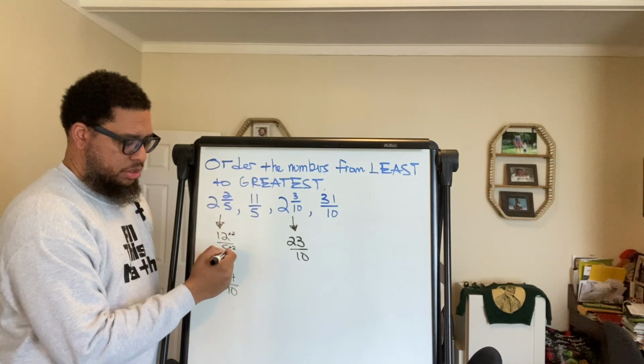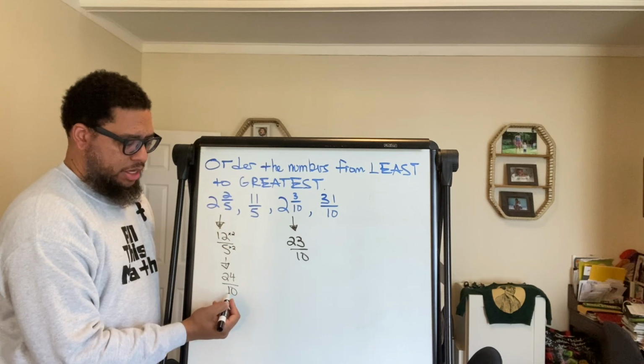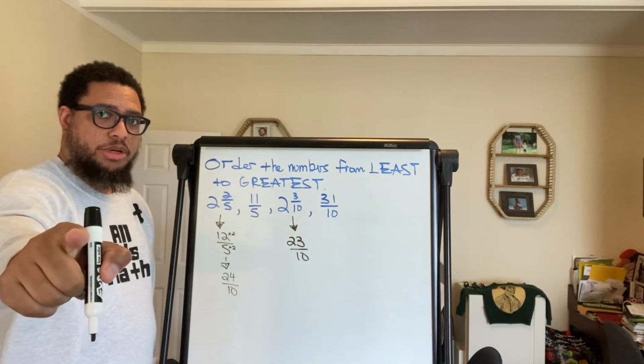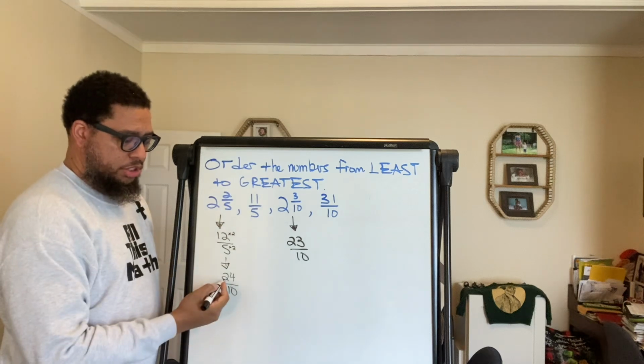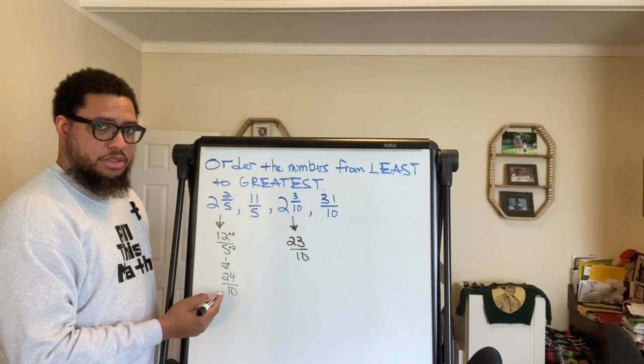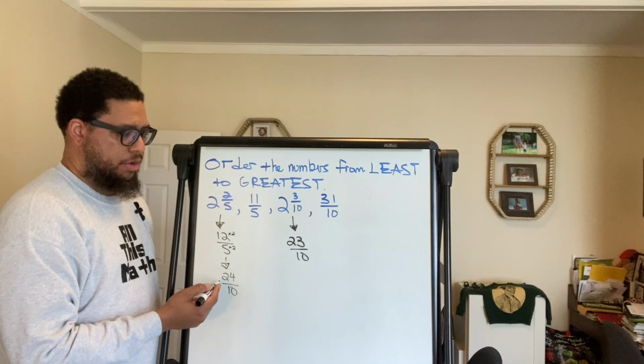Right? So if we do 5 times 2, that makes that a 10. Then you also got to do 12 times 2. What's 12 times 2? Make sure you know your multiplication facts. That's going to be 24. So 12 fifths is equivalent to 24 tenths. That's where we get the 24 tenths from, right?